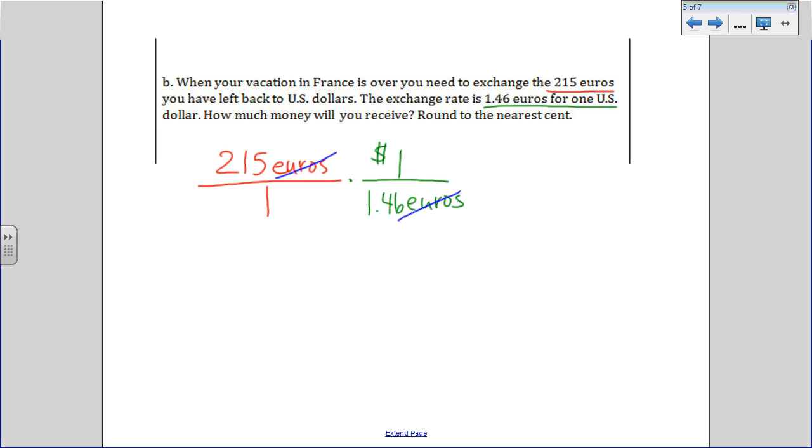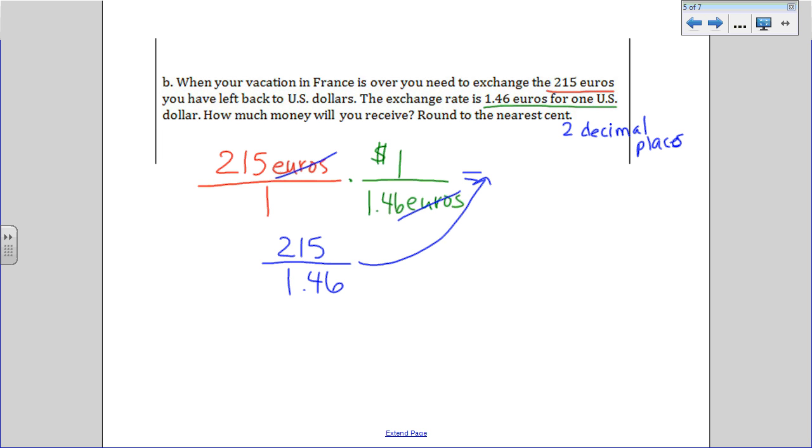I'm going to multiply numerator times numerator. 215 times 1 is 215. 1 times 1.46 is 1.46. So what I can see is that to get my answer, I'm going to divide 215. All right, we divided 215 by 1.46, and it said to round to the nearest cent. This means 2 decimal places.